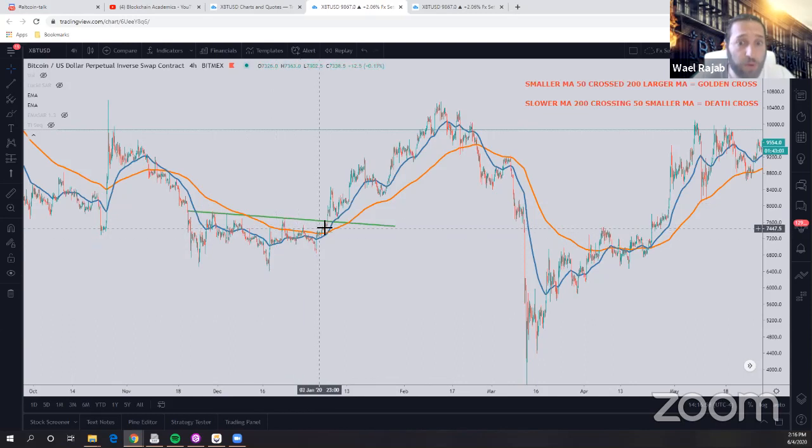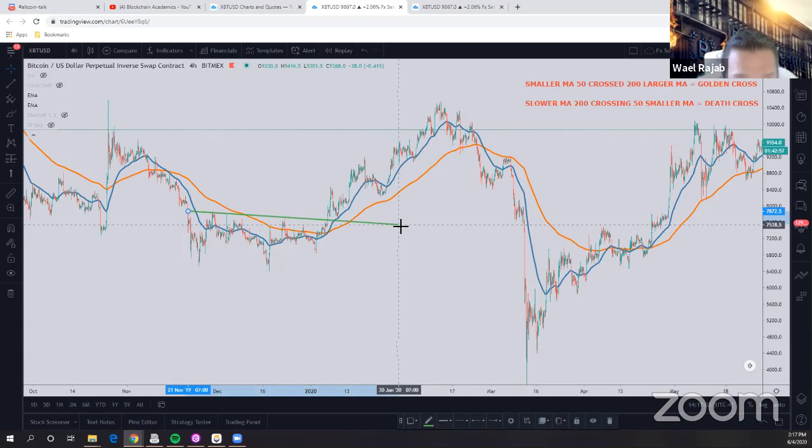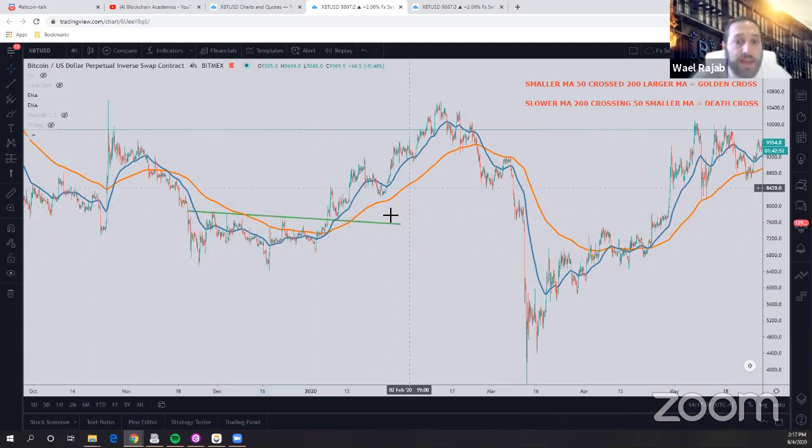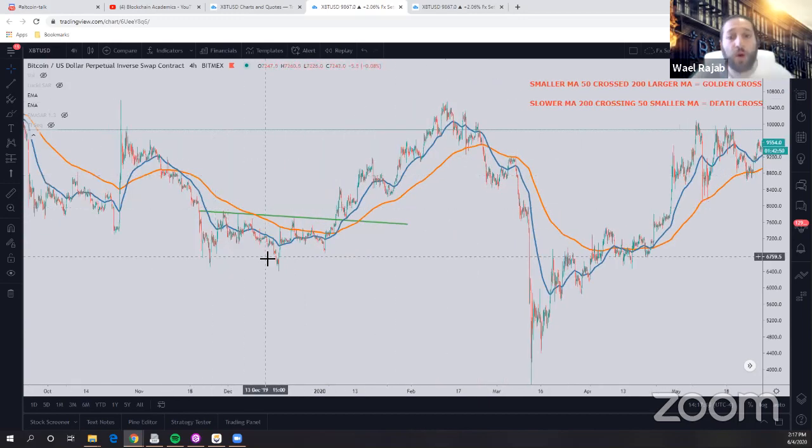We broke above it, almost tested it. If I draw this like that, no, that's not right. We almost tested it, and then we kept going. So once we get the crossover and you get your initial entry, the next place you'll want to enter, if you don't get it, if you were sleeping or whatever, or maybe you missed the move, the next place to enter would be on the 200 moving average. The 50 moving average, the price will get there, but you're really looking for an entry on the 200.